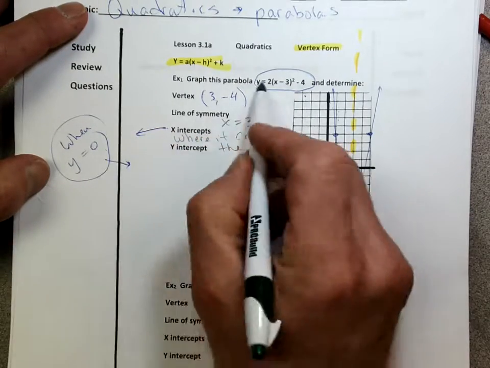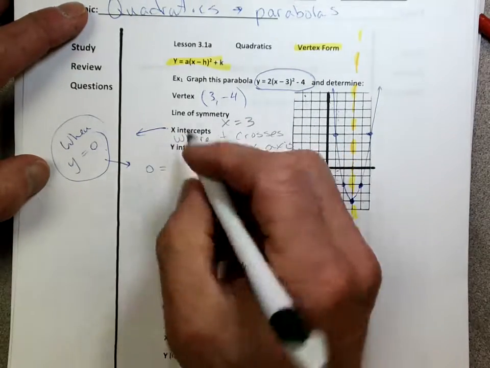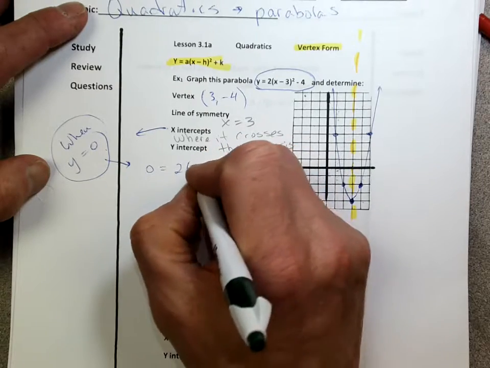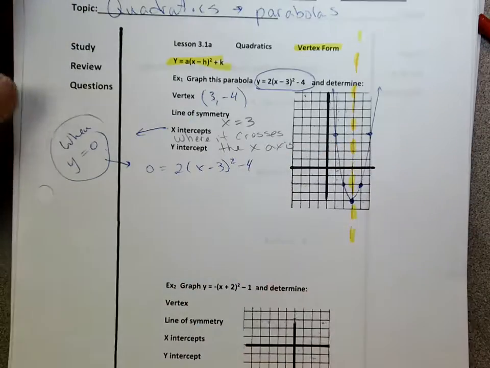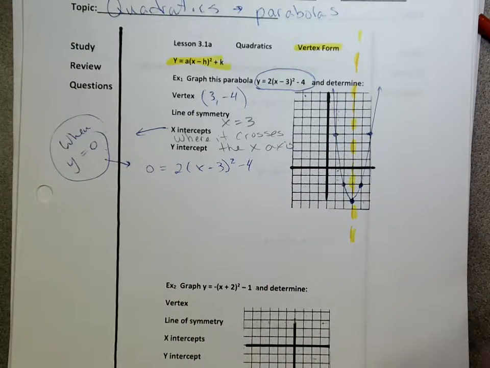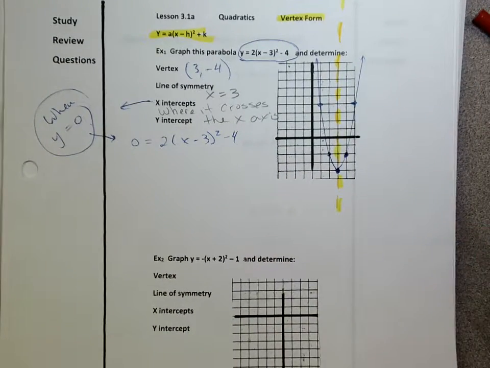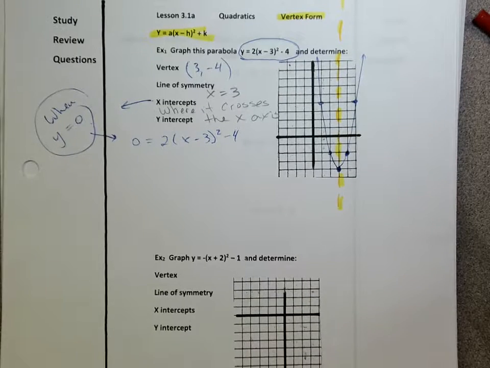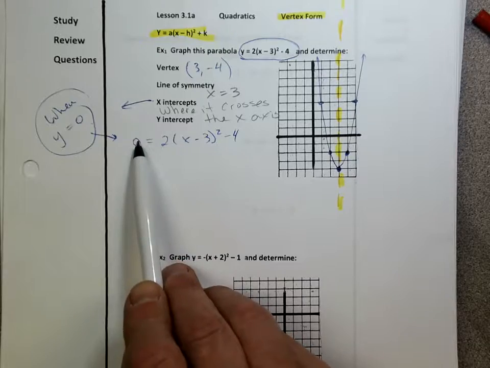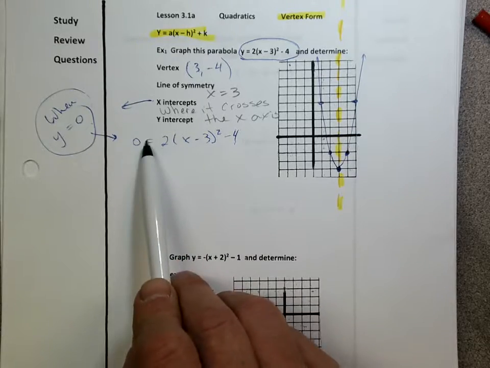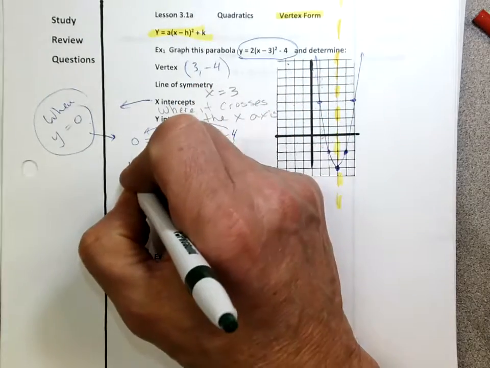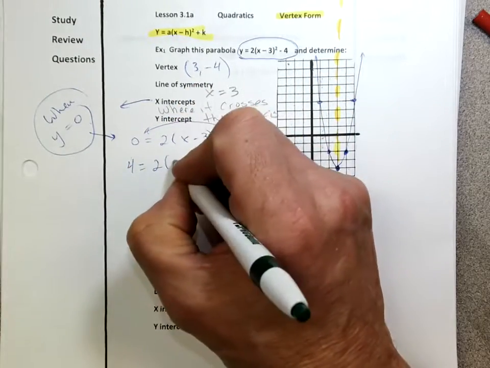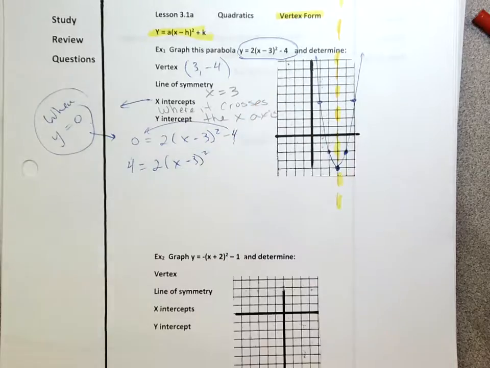So I want to find the x-intercepts when y is equal to 0. So 0 is equal to 2 times (x minus 3) squared minus 4, okay? And solve for x, all right? Well, if I'm going to solve for x, I need to do a couple little things. First of all, let's bring over the 4 first. Before we do anything, let's bring the 4 over, okay? If I add the 4, I'd have 4 equals 2 times (x minus 3) squared. Okay.